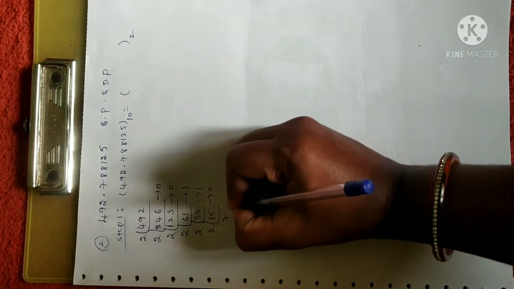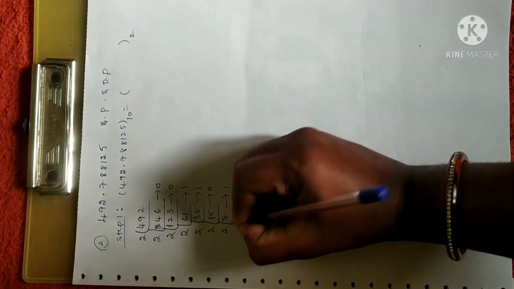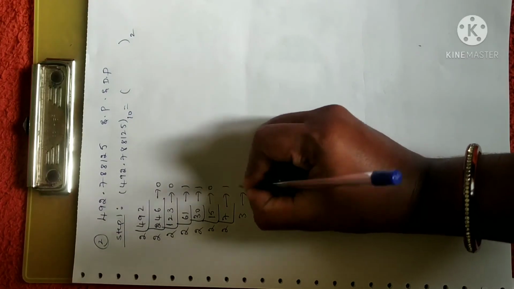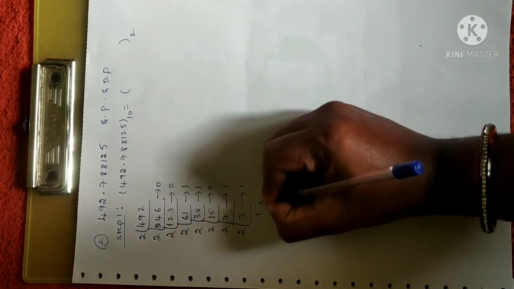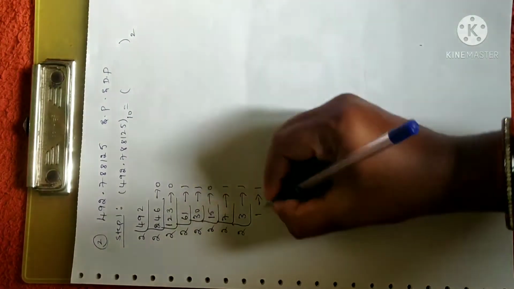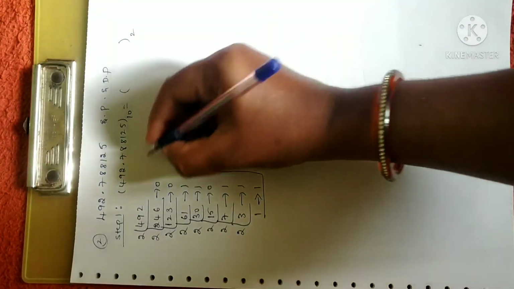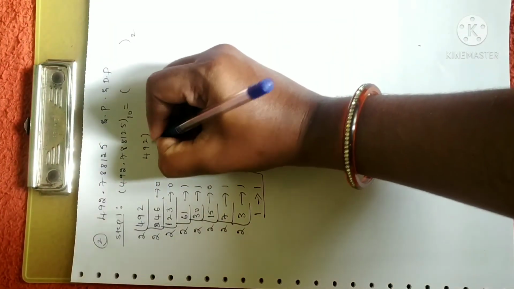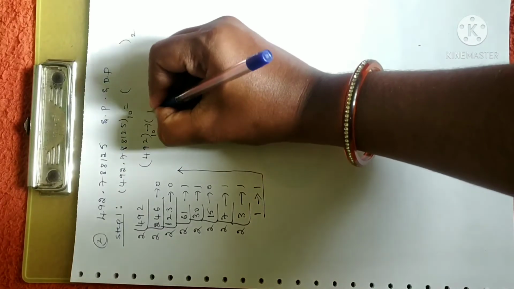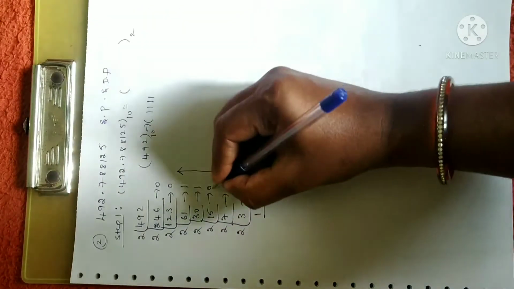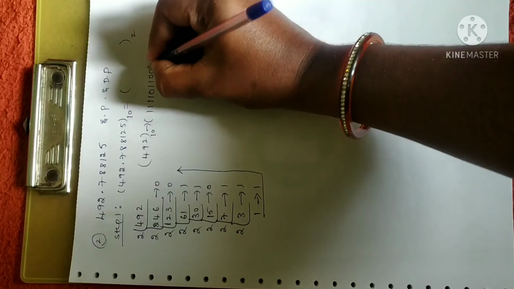Again 2 7s are 14, remainder is 1. Again 2 3s are 6, remainder is 1. Again 2 1s are 2, remainder will be 1. Fine. Now we have to write in this direction. So the number 492, only 492 I have converted, is 111101100, which is in binary.